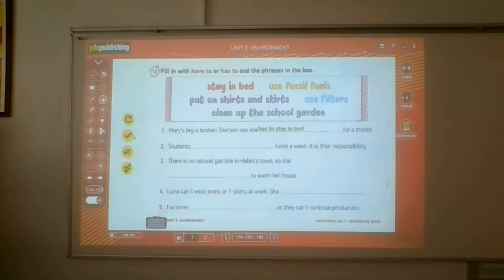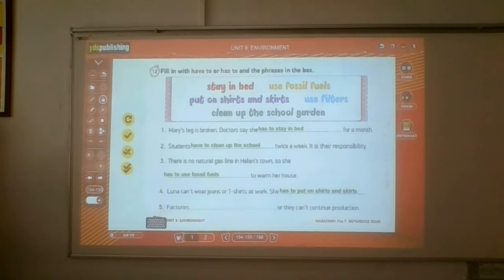Number 2, students have to clean up the school twice a week. It is their responsibility. Number 3, there is no natural gas line in Ellingstown, so she has to use fossil fuels to warm her house.